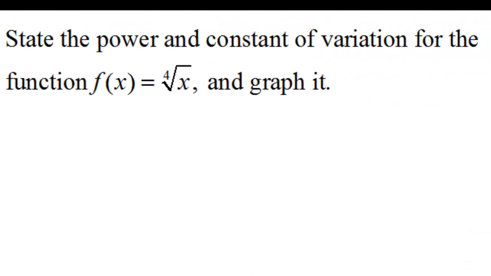If we have the function f of x equals the fourth root of x, what's the power and the constant of variation? If it's written as the fourth root of x, we can rewrite it as f of x equals x to the 1/4. So the power is going to be 1/4, and the constant of variation, we have an unseen 1 there, so the constant is 1. Let's go ahead and graph that.